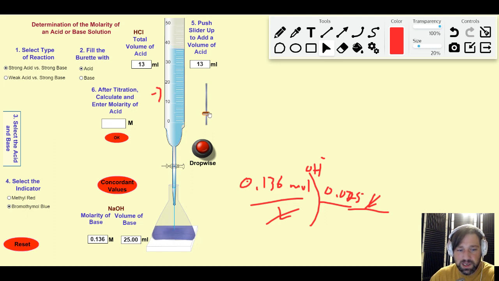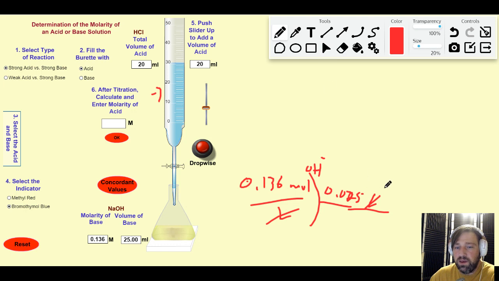I'm not seeing any change yet. Nothing. Oh boy. Oh, there we go. I may have gone too far, but let's find out. So we put 20 mils in here, right?